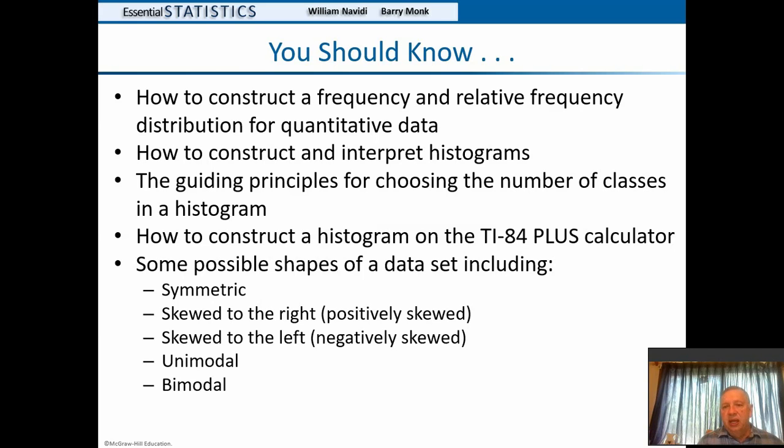How to construct a histogram on the TI-84 Plus calculator. If you have a TI-84, there are a lot of nice features in there that you could use. Some possible shapes of the data set, including symmetric. Does the left side match the right side? Whatever the center of data is, left and right look mirror imaged. Skewed to the right, right-tailed, positively skewed. Skewed to the left, left-tailed, negatively skewed, just like the number line. Unimodal, there's only one group of data, at that one spot. Bimodal, if there's clearly one high point, the data goes down, and then all of a sudden I see another batch of data come in at that class of ranges. That's the bimodal.